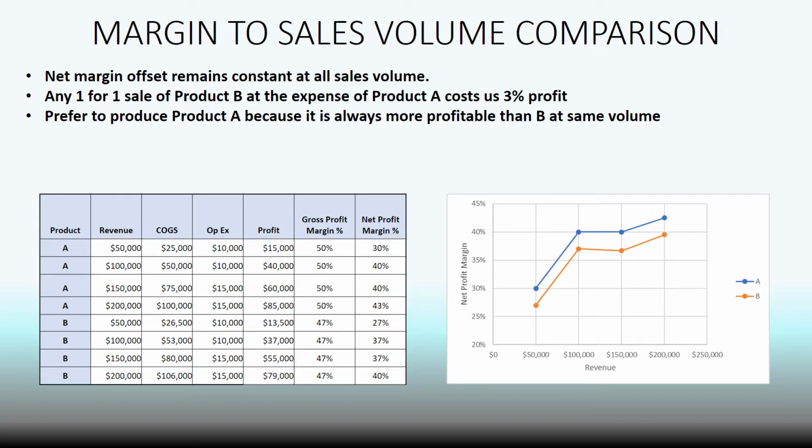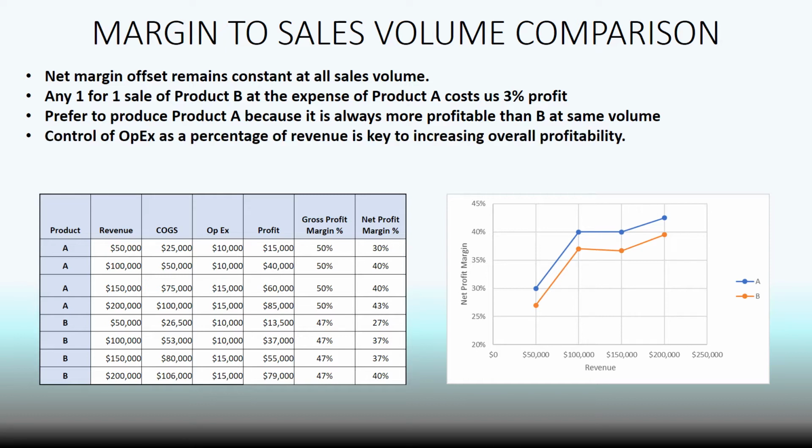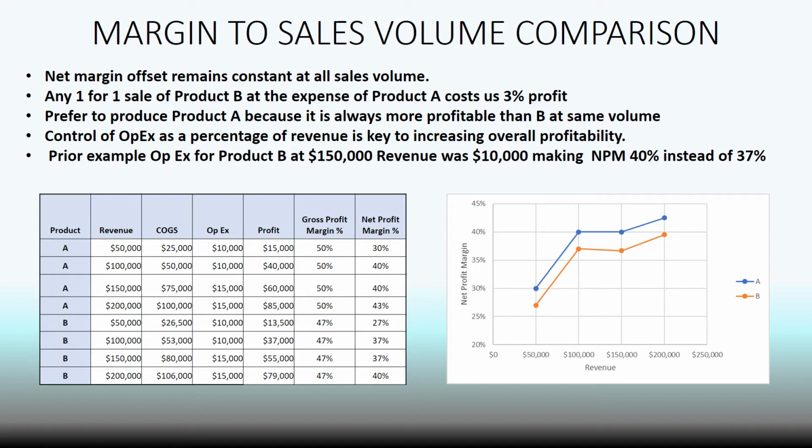So we might start to draw a conclusion that, hey, we're always going to prefer to produce product A because it's always more profitable than product B at the same volume. Hold that thought, we'll come right back to it. Now what we're advocating is that the control of OPEX as a percentage of revenue is key to increasing your overall profitability. Sure, control of COGS is important, but OPEX usually can be modulated easier. To see the sensitivity that OPEX can play, take a look at the prior example. In the prior example, product B at 150,000 revenue had a $10,000 of operating expenses. This made net profit margin 40% instead of the 37% we're showing now at a $15,000 OPEX.